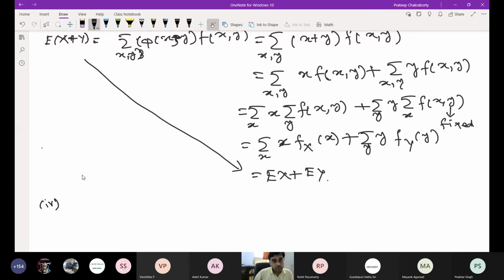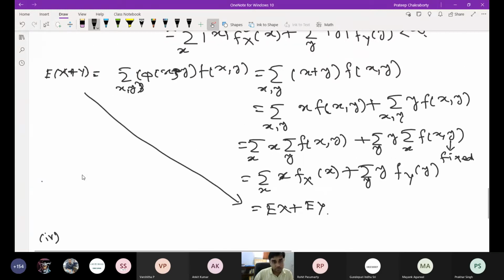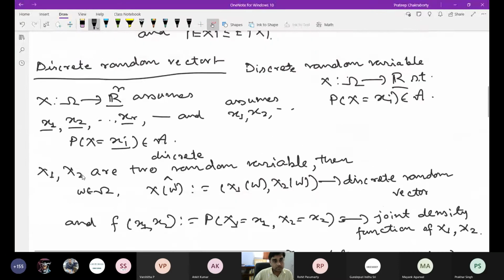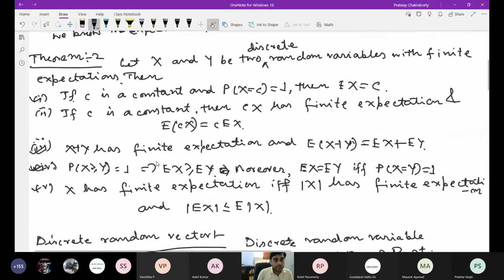Okay, now we go to the fourth part of theorem 2. The fourth part is this: P(x greater than or equal to y) equal to 1 implies Ex is greater than or equal to Ey. And moreover, if this happens, that is P(x greater than or equal to y) equal to 1, in this case Ex is equal to Ey if and only if P(x equal to y) equal to 1. So we will prove this now.